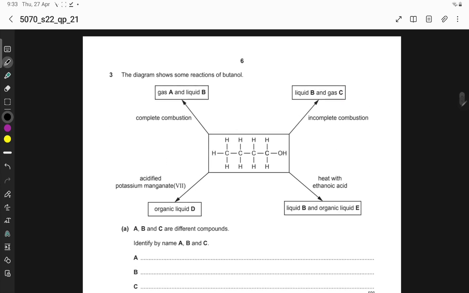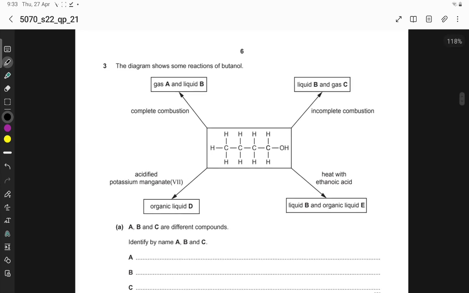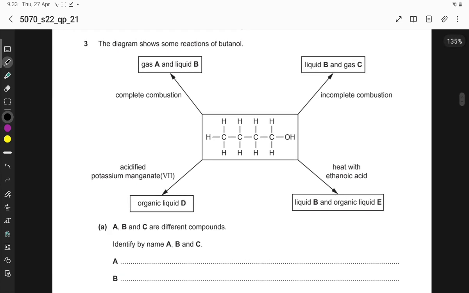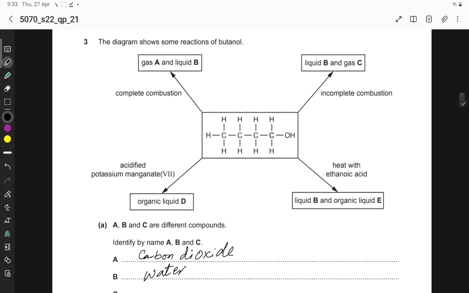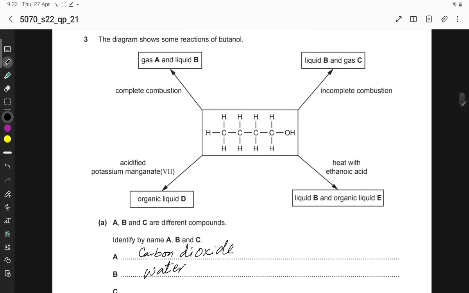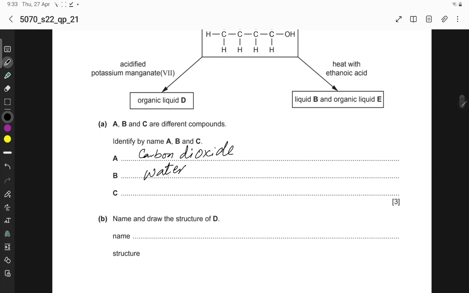Question number 3. Diagram shows some reactions of butanol. Complete combustion, A and B. A is carbon dioxide, B is water, incomplete combustion, and C is carbon monoxide.